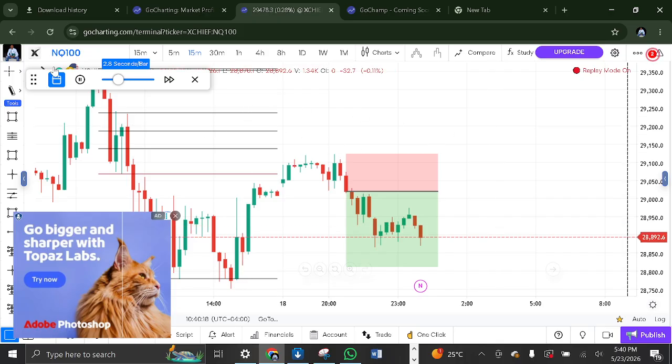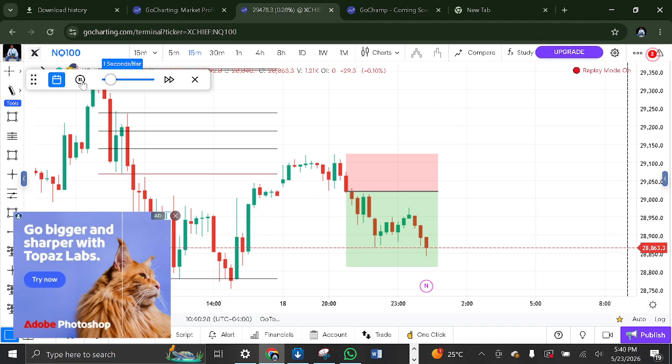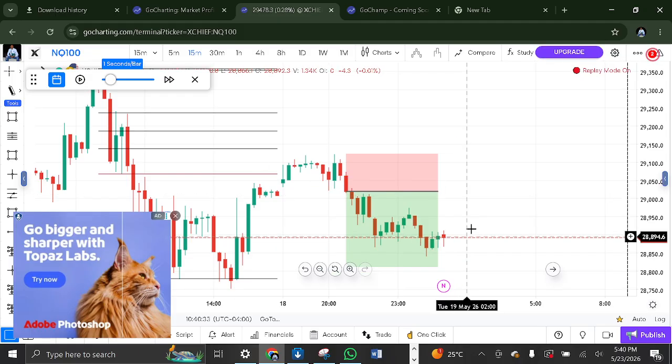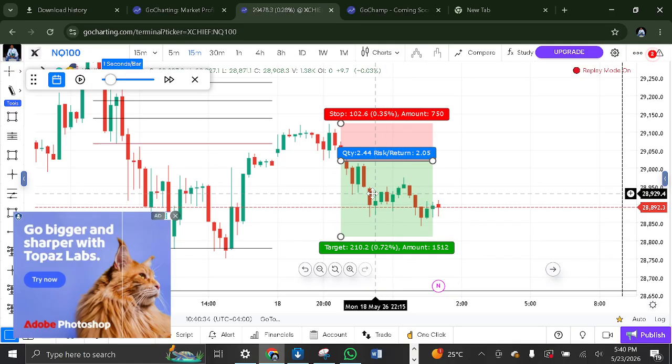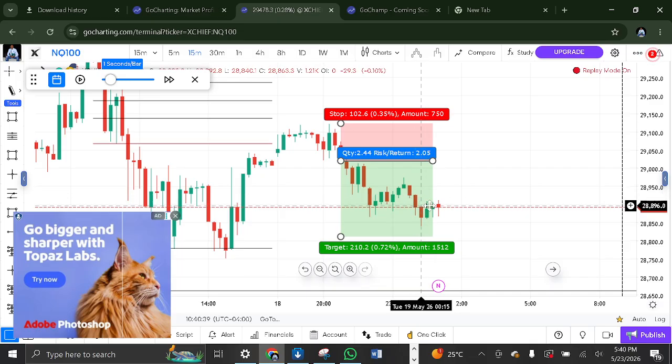Right there. Let me increase the speed a bit. Yeah, so we are confirming bearish structures over here. Market traded back into that level. We pulled again down into this level.